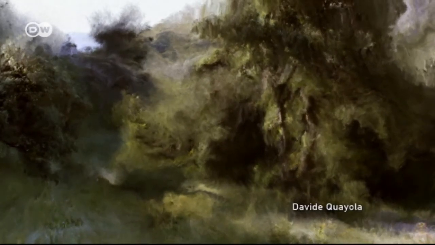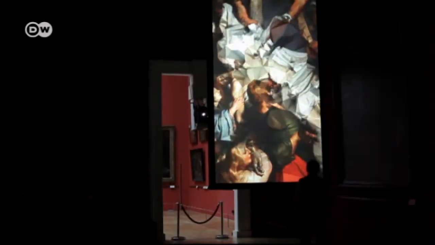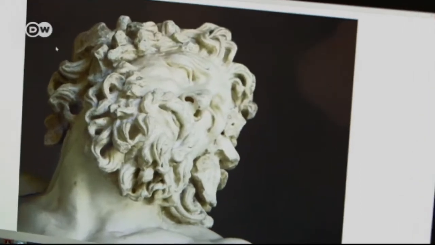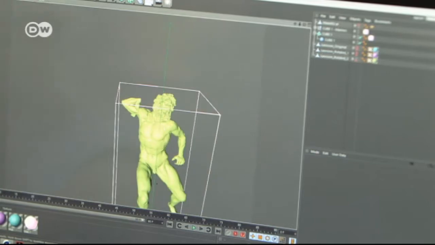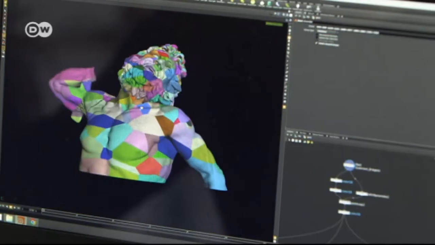Landscapes that appear to dissolve. Enormous screens where works by old masters are deconstructed. They're all creations by Davide Quayola. He comes from a family of artists and grew up in Rome, surrounded by the cultural treasures the city is famous for. Although the world of computing captured Quayola's interest early on, art never lost its hold on him.